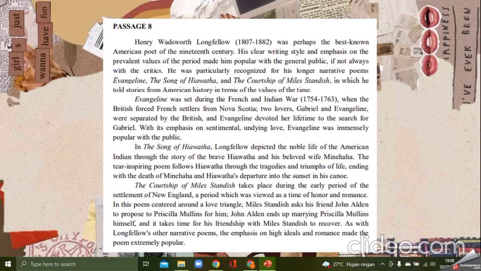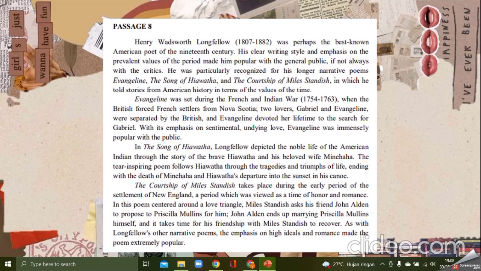In The Song of Hiawatha, Longfellow describes the noble life of the American Indian through the story of the brave Hiawatha and his beloved wife, Minnehaha. Their inspiring tale follows Hiawatha's tragedies and triumphs of life, ending with the death of Minnehaha and Hiawatha's departure into the sunset in his canoe.